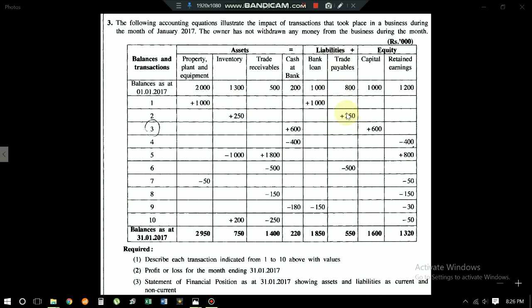my liability has gone up by 250 as well as my inventory has gone up by 250. That means I obtained some inventory on credit.